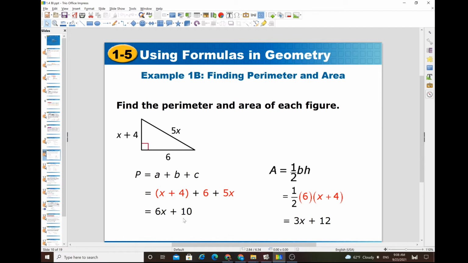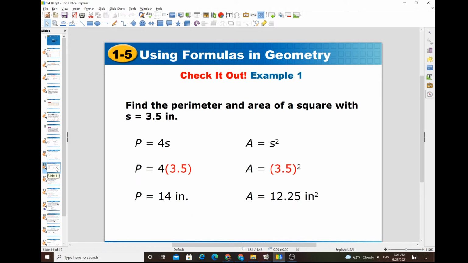4 plus 6, 10. Area, 1/2 times base times the height. So 1/2 times 6, then that's 3. 3 times x, 3x. 3 times 4, 12. Distribute. Okay, so it's pretty basic. And here's the additional example. So finding the perimeter and the area of a square. So basically by plugging the number to the formula, evaluate, and then you get those units.